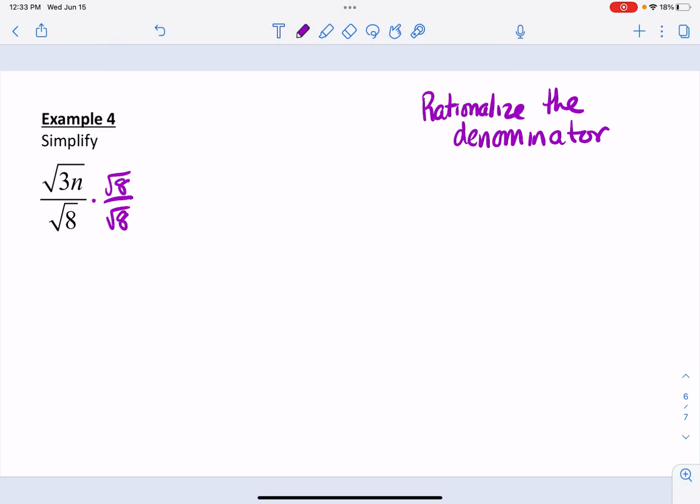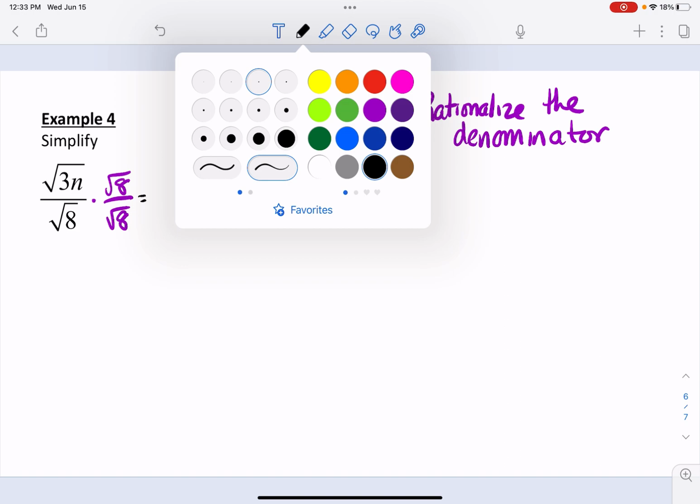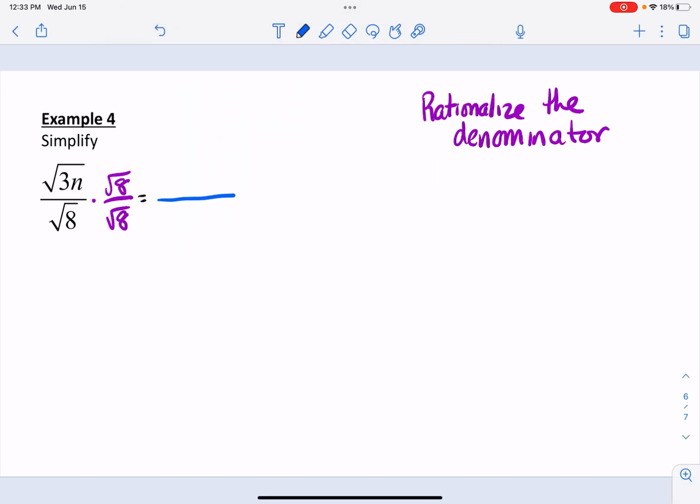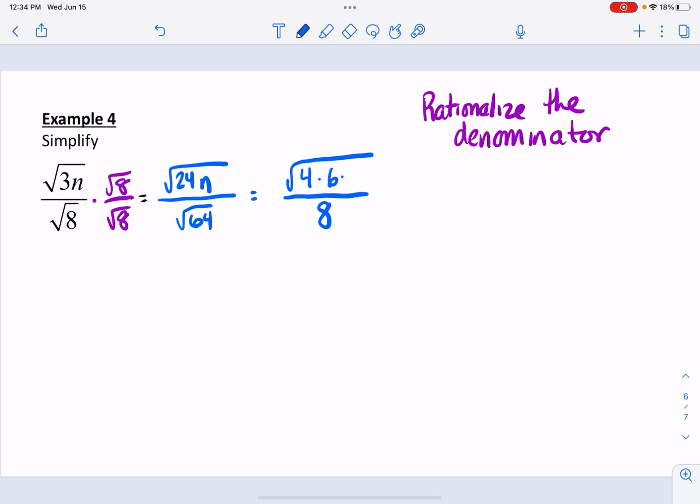So then that becomes, on the bottom, I have root 64. On the top, I multiply the 3 times the 8, and I get 24n. I just didn't want to make a mistake. Okay, so from here, root 64 is 8. 24 can be broken up into 4 times 6 times n. That 4 can come out and become a 2 out front.